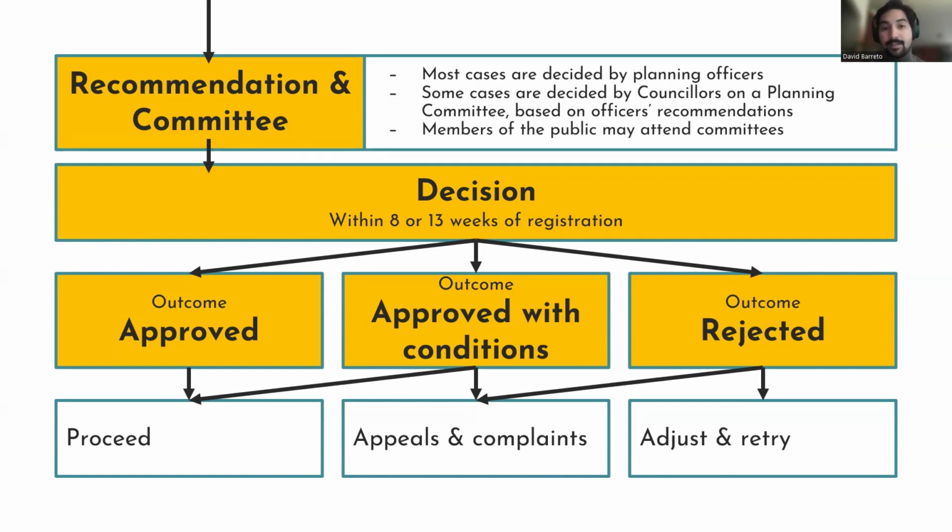In the latter 2 cases, the applicant can appeal the decision, in which case it would go to the planning inspectorate for another round of analysis and another decision. Or if the applicant decides to, they can make a new application after making some adjustments.